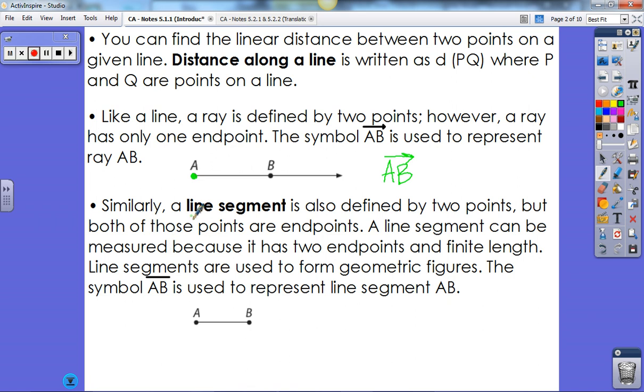A line segment, also defined by 2 points, but now those 2 points are endpoints. So the line does not extend infinitely. It has a definite beginning and end. And this time when I write it, I would put that over top, just a line segment, no arrows. And I know it's nitpicky, if this was supposed to be for a ray and you put it as a line segment, but we have to be specific, otherwise we could be talking about totally different things.